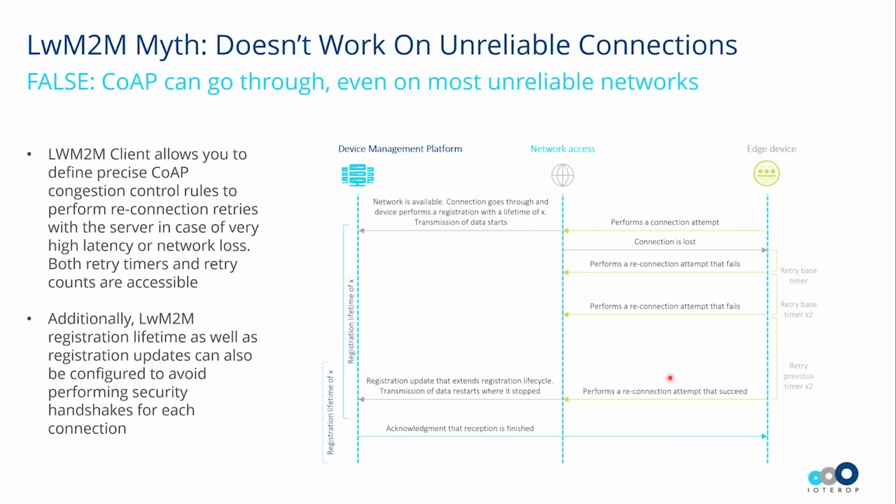And here, lightweight M2M over CoAP, over UDP, does work in unreliable networks. There are a lot of possibilities offered by CoAP to manage congestion. And you can definitely make it work even in very difficult network conditions.